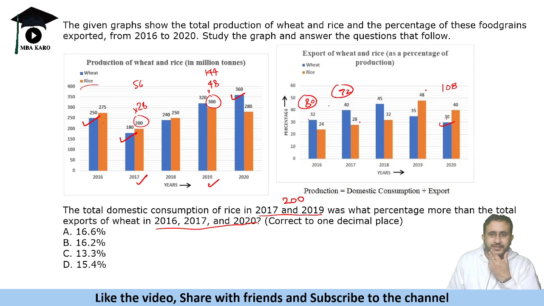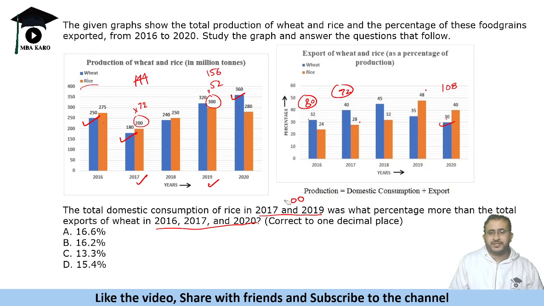So ये तो एक्सपोर्ट ज्यादा दिख रहा है. 32% is 80, 16, 17 and 20. Sorry, what mistake I made is this is domestic consumption. So it will not be, this is 72% will be domestic consumption and this will be 2019 it will be 52%. Okay, so ये आएगा आपका 144 and ये आएगा आपका 156.